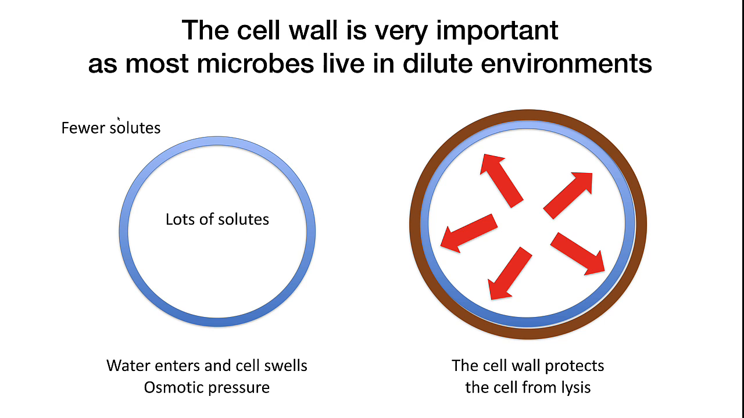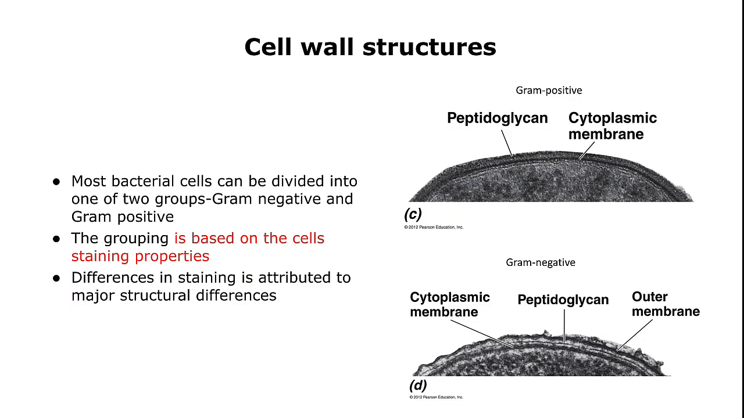To prevent the cell from bursting, most bacteria have a cell wall, pictured here as this brown little circle, and the cell wall holds that membrane together and prevents lysis. Most bacterial cells can be divided into two groups, gram-positive or gram-negative. This grouping is based upon their staining properties. The structure of these two cell wall types is quite different, but they do share a unique polymer that is found only in bacteria, peptidoglycan.